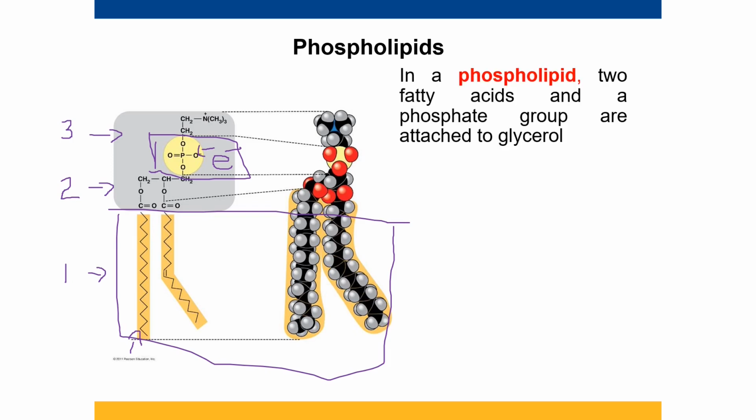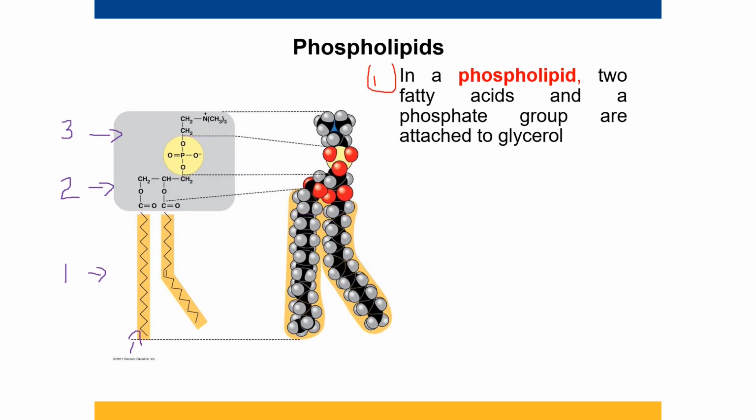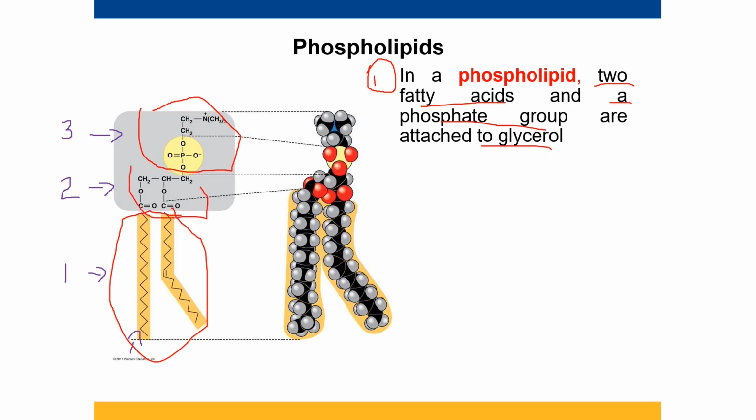The first thing that I said in this slide is that in the phospholipid, there are three main components. First component is there are two fatty acids. So here you can see the fatty acids. The second thing that you can have is a phosphate group. Here is your phosphate group. The third thing that I told you is that they are attached to a glycerol. And here is the glycerol.